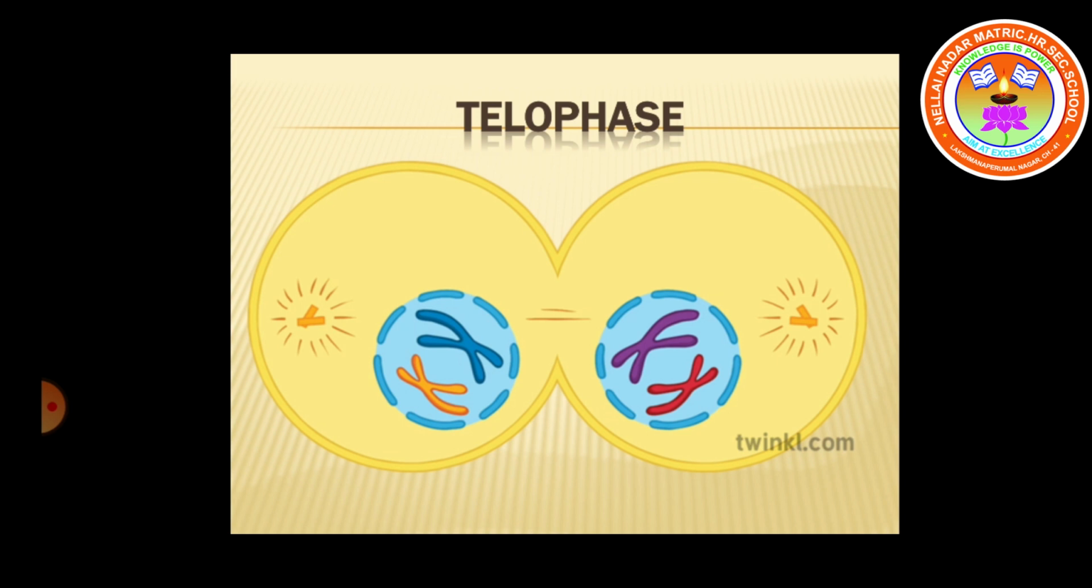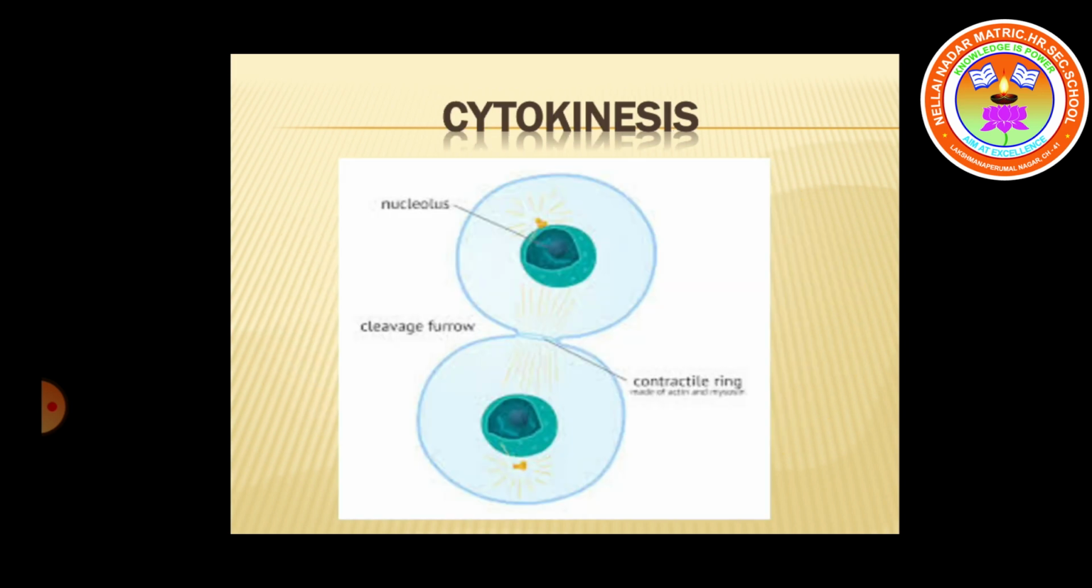The spindle fibers break down and disappear. The nuclear membrane and the nucleolus reappear again. They regenerate in each daughter nucleus. Are you clear, children? I think you are clear enough in all the phases of karyokinesis. Okay, now we will see cytokinesis.